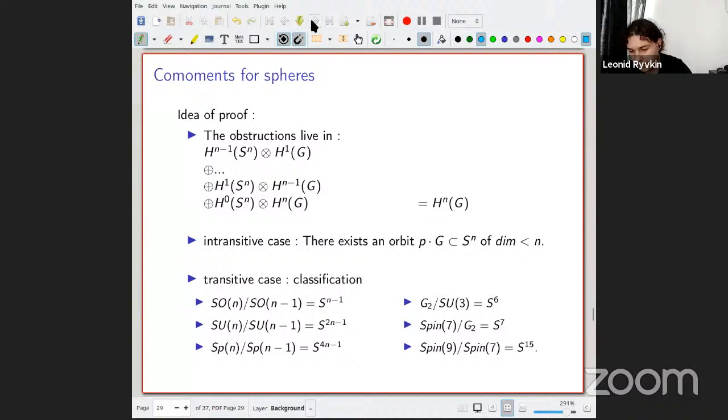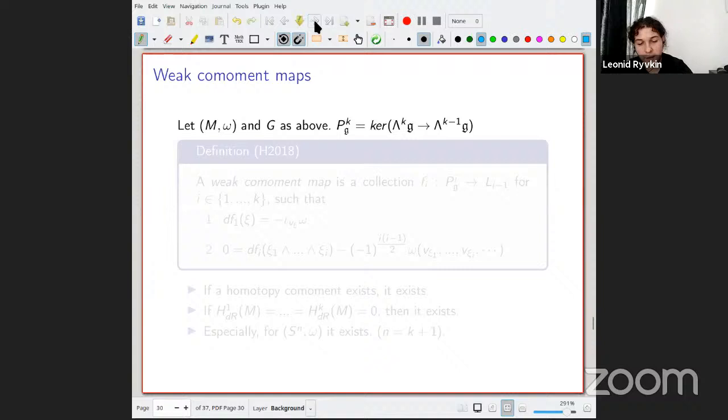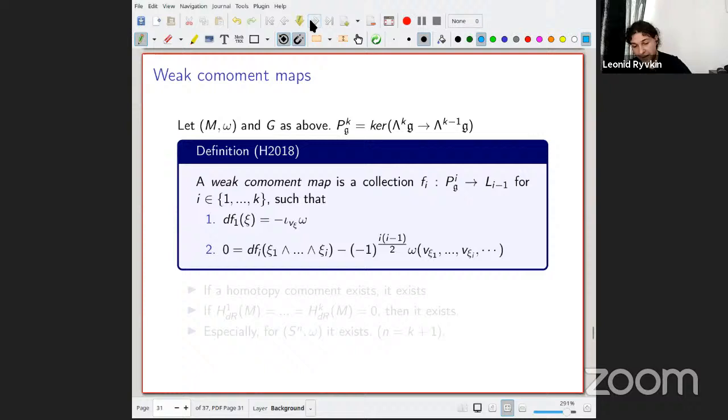So in the case of spheres, we don't always have a co-moment map, even though spheres with SO(n) actions are very, very symmetric objects. It would be nice to have some notion of moment map even for them. This notion has been introduced by Jonathan Herrmann. It's called a weak co-moment map. It basically is a co-moment map, but only restricted to cycles in Lie algebra homology, and otherwise the identities satisfied are the same.